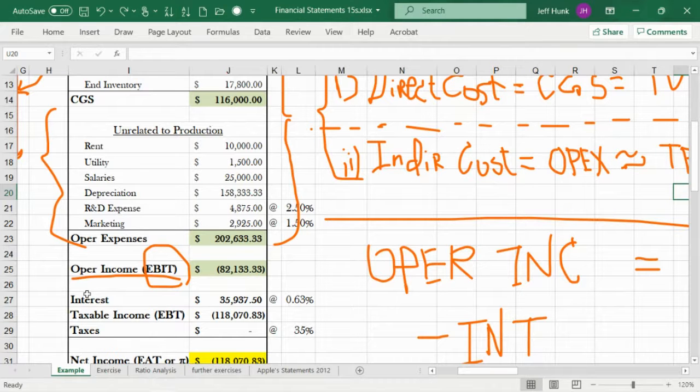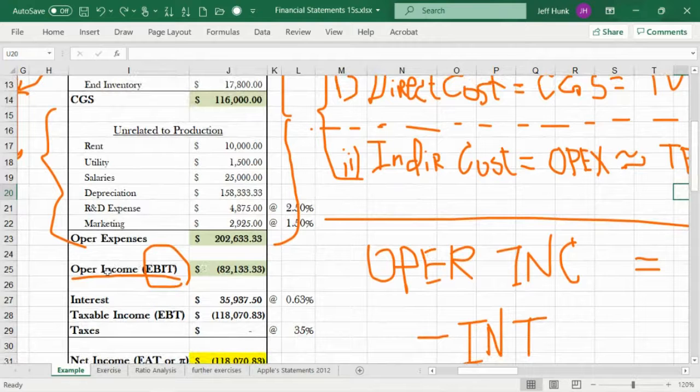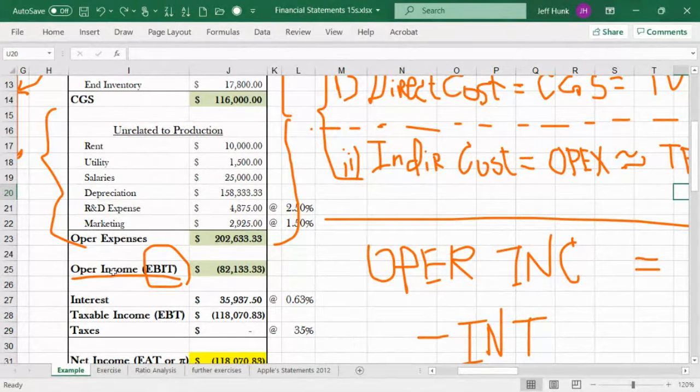Profit, it's just a rough concept. The correct term is operating profit or operating income, right? Because there's net profit also, but we are not at net profit here yet. This is called operating profit or operating income, also called EBIT, earnings before interest and taxes.